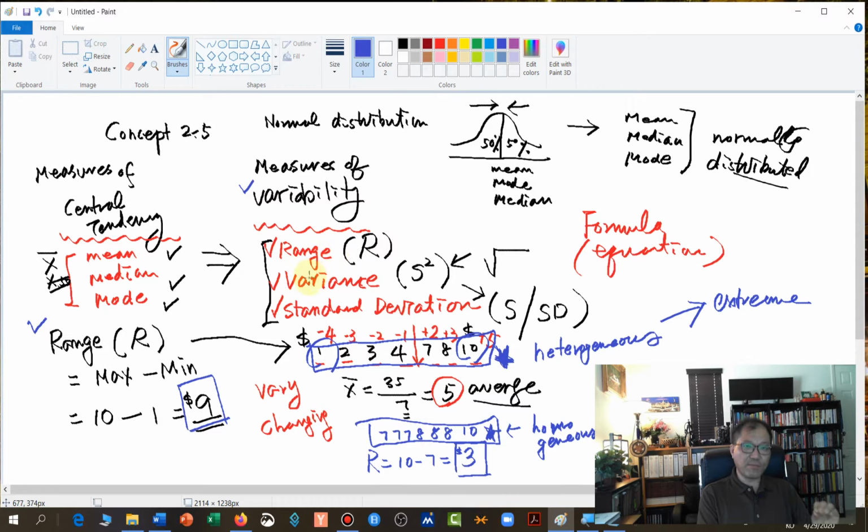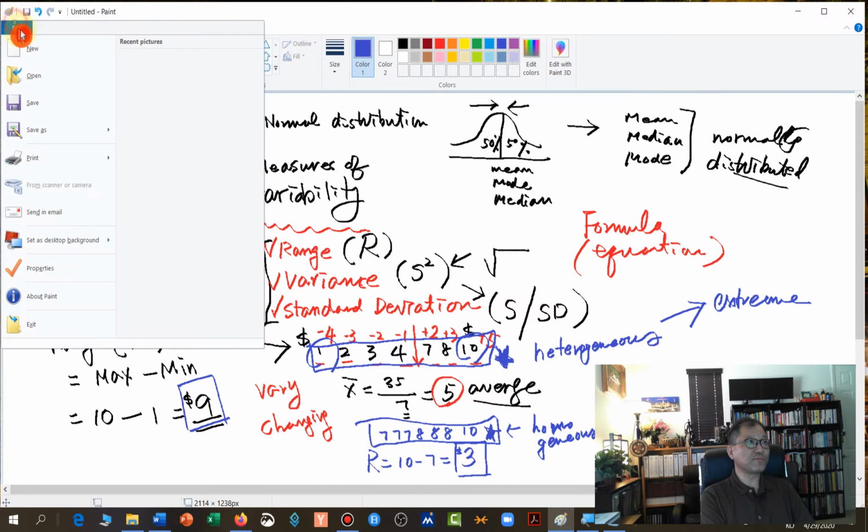The first method is range. Simply subtracting the minimum number from the maximum number. That will be the R, range.